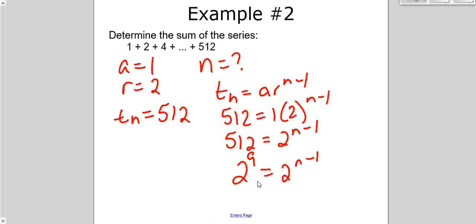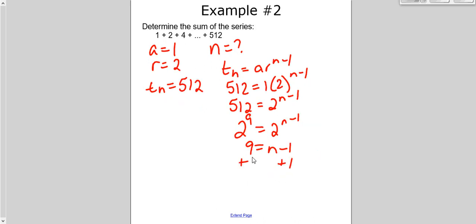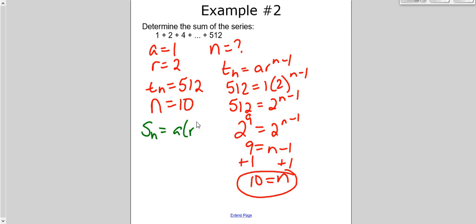Okay, so now remember, solving equations is all about left side equaling right side, and I have my bases are the same, so I can just put my exponents equal to each other and add 1 and add 1. So n is actually equal to 10. Okay, so this means we want to add up the first 10 terms. So I'm going to use my formula Sn equals a r to the n minus 1 all over r minus 1. So the sum of the first 10 terms is going to be 1 times 2 to the 10 minus 1 all over 2 minus 1.